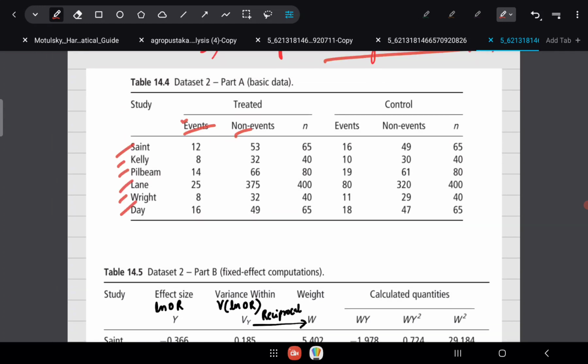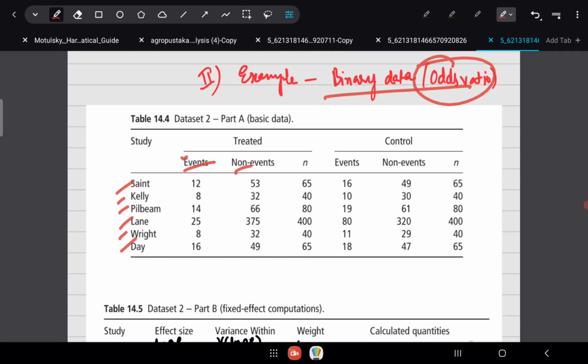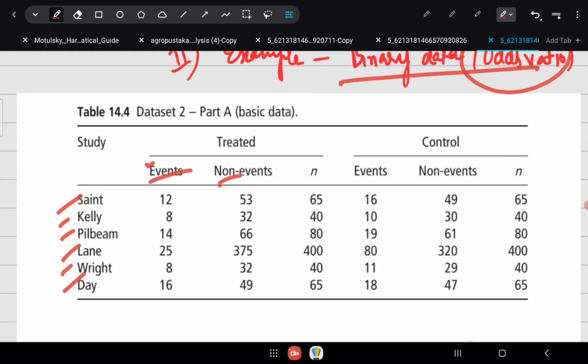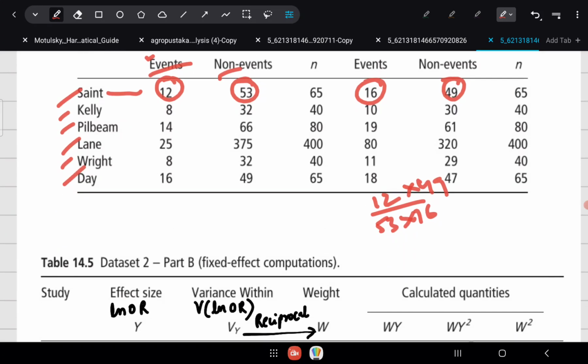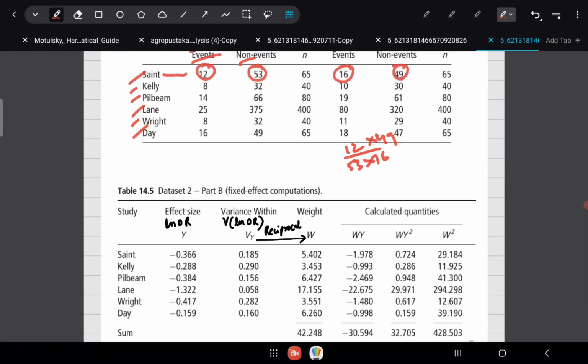So the first step: we have decided to compute the odds ratio for all the studies. It's pretty straightforward; you know how to calculate the odds ratio. I'll show you for the first study, the Saint wala study. It will be 12 divided by 53, divided by 16 divided by 49. So it will be 12 by 53 into 16 by 49. That will be the odds ratio of the first study. Similarly, you can calculate the odds ratio for all the studies, right?